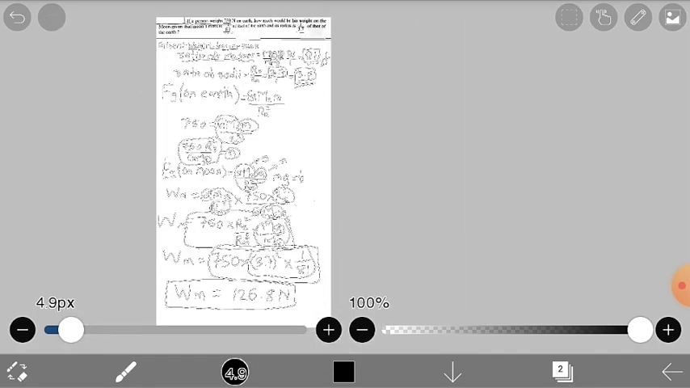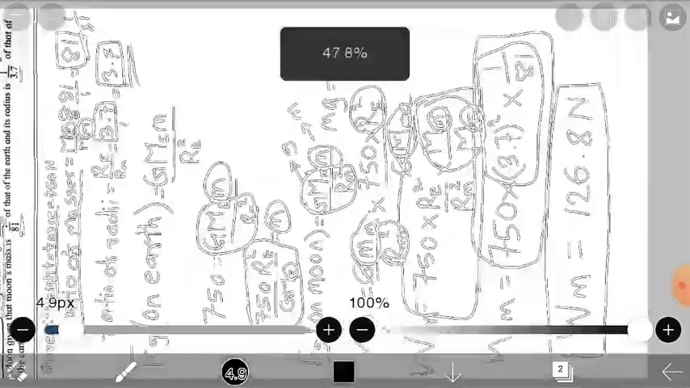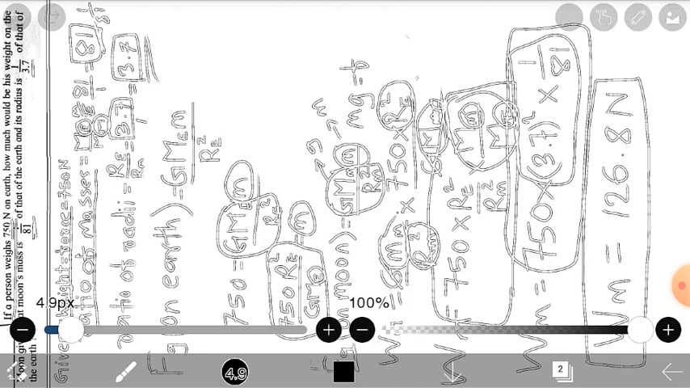So if you want this solution, take a snapshot and we will go towards the next question.